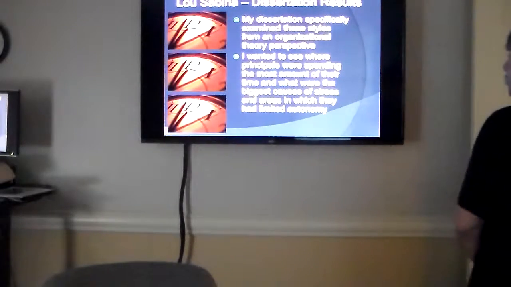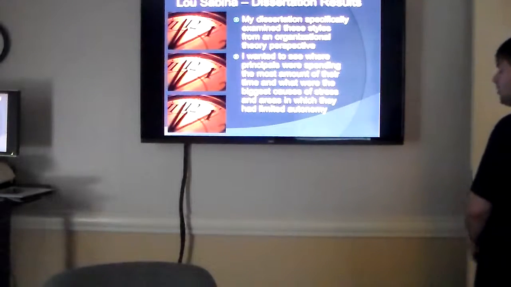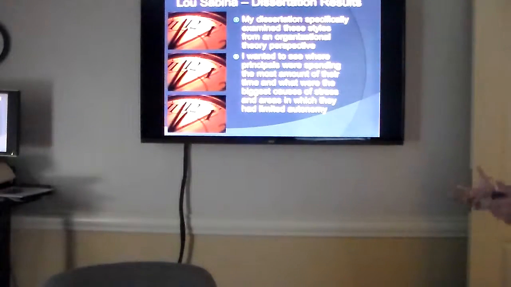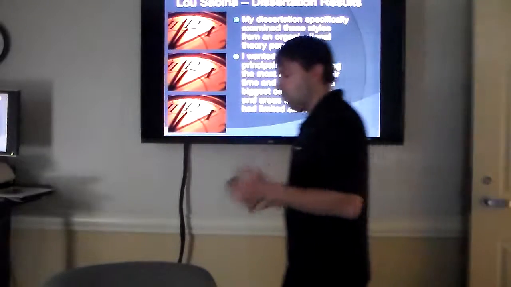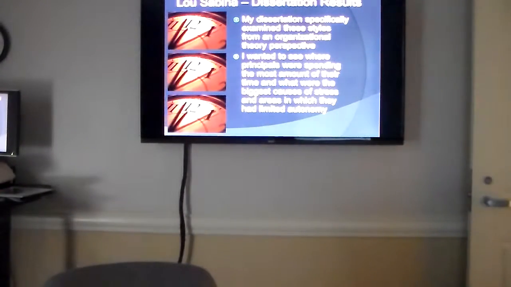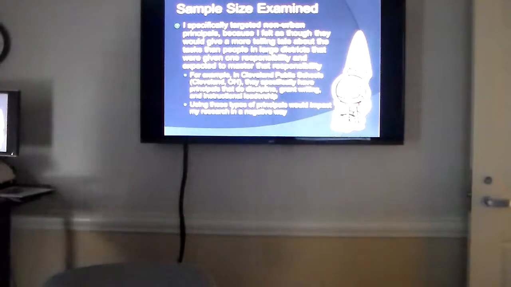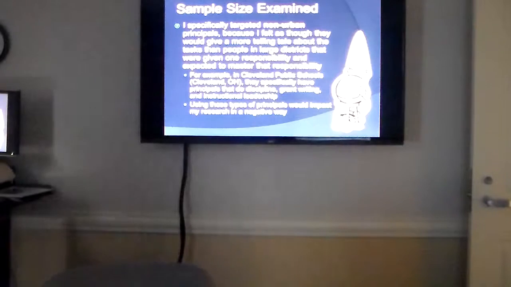So my dissertation looked at these from an organizational theory perspective. I wanted to see where principals were engaging the most amount of their time, what caused them the most stress, and where they felt like they had limited autonomy. If the things they had high autonomy over didn't cause them stress, that was important. So I wanted to see if something that they had high autonomy over still caused them stress. So I went for non-urban principals.